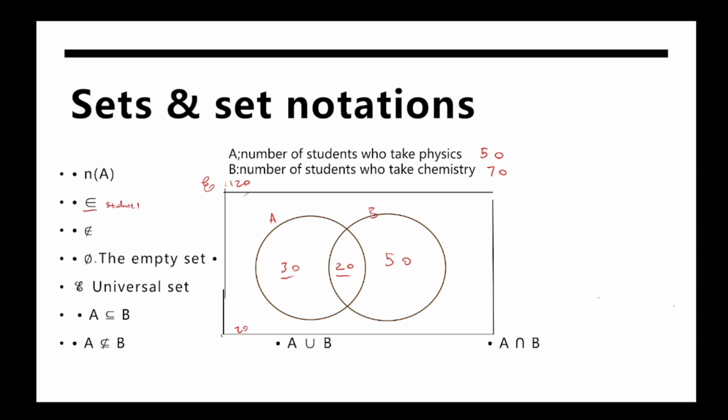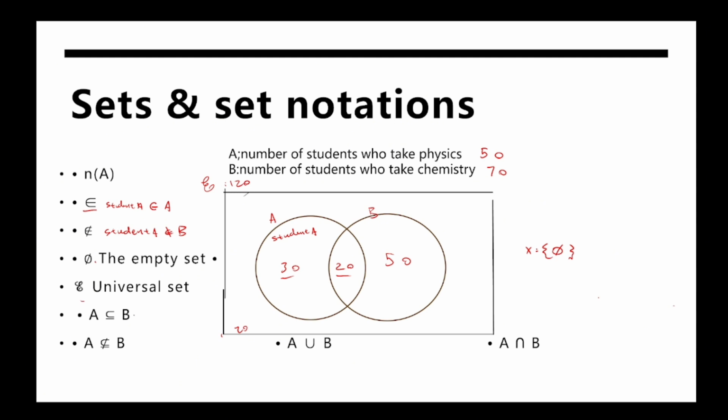Student 1, let's say student A instead. So if student A is inside students who take physics, we can say that student A belongs to set A, and student A doesn't belong to set B. This sign here is for the empty set. So if a set has no elements, we can say that X is an empty set.